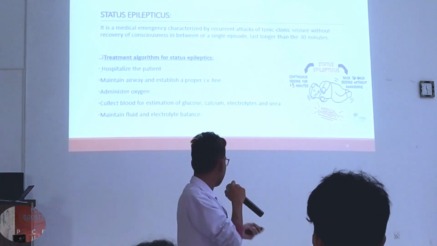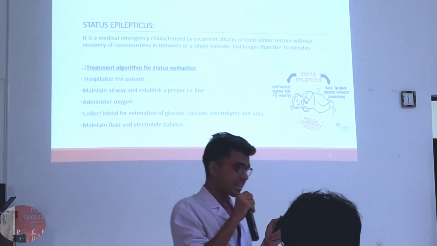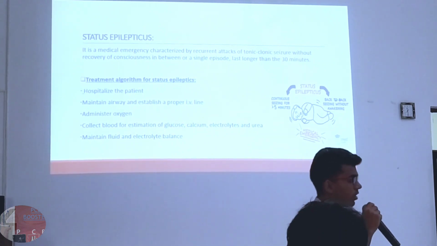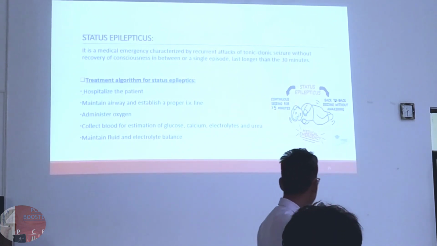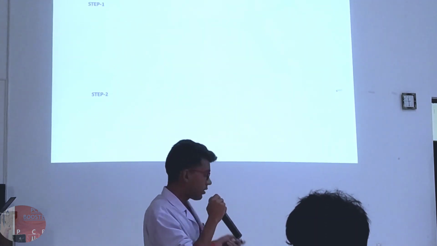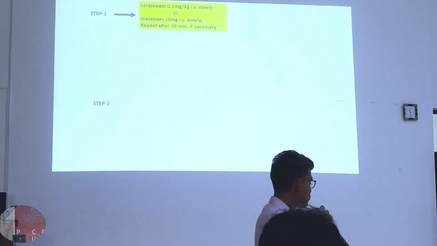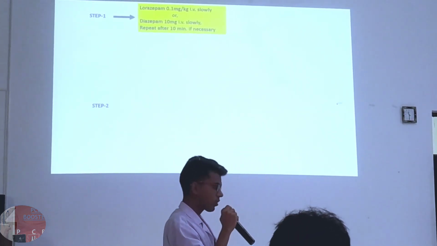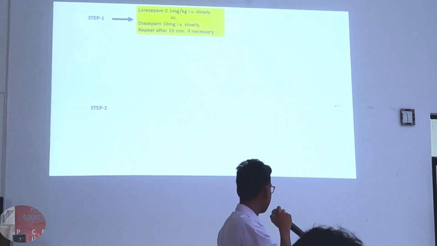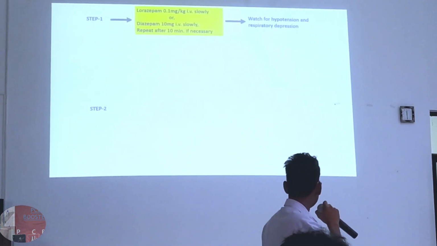For that, first in the algorithm we have to hospitalize the patient. Then we have to put at least 2 IV lines in the patient. Then we have to administer oxygen and collect the blood for glucose, urea and electrolytes. And lastly we have to maintain the electrolyte and fluid balance. Then we start the anti-epileptic therapy, first with the benzodiazepine drug of choice, lorazepam or diazepam. We prefer lorazepam first. Then again we have to watch for hypotension and respiratory depression.